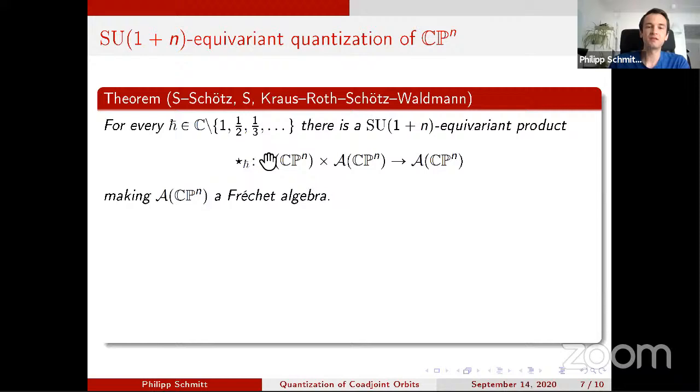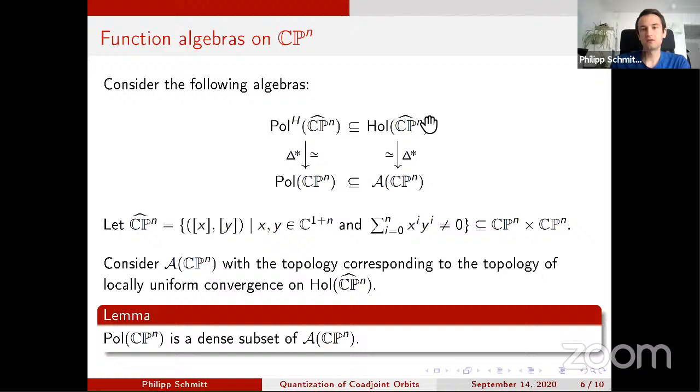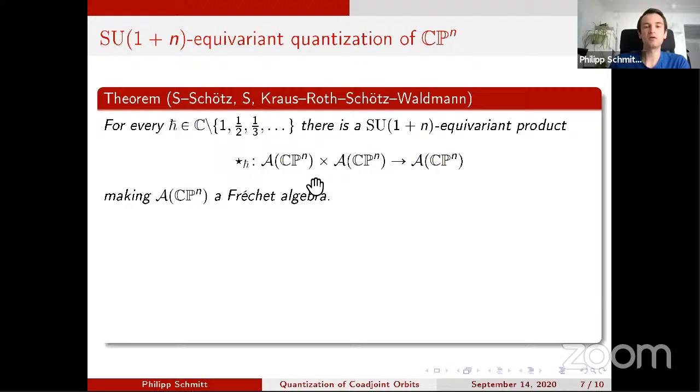Okay, finally, I should also tell you what a Fréchet algebra is. Essentially, a Fréchet algebra is just a Fréchet space, meaning some locally convex vector space with the topology defined by countably many seminorms, and that is complete. If you remember how we defined the topology, we took the topology of local uniform convergence on the space of holomorphic functions, and that is indeed induced by countably many seminorms, and indeed that space is complete. So we really have a Fréchet space, and Fréchet algebra just means that this product is continuous with respect to the topology that we just defined.